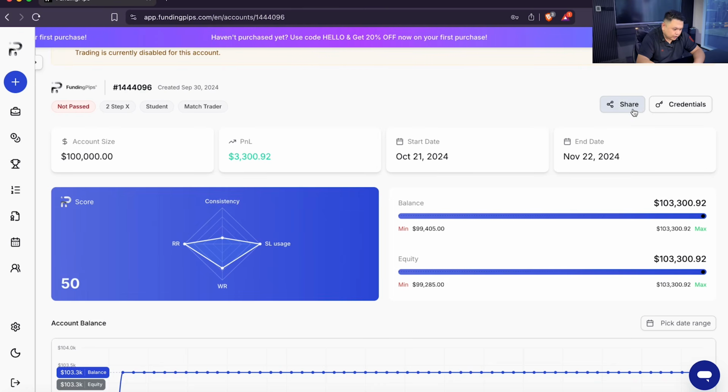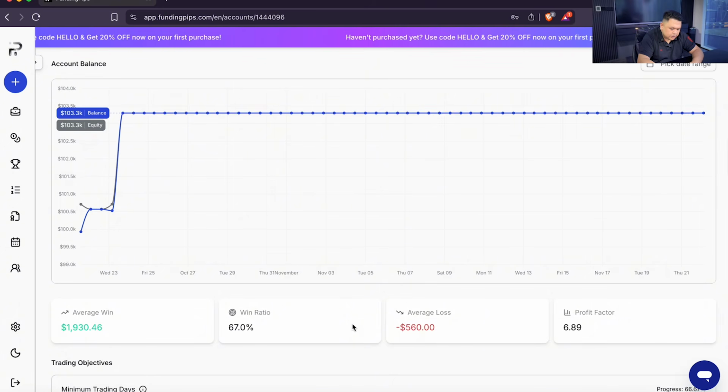Similarly, you'll see a share button here if I want to share this page of my dashboard. And the credentials give you information about your username and your password, if I want to log into my Match Trader account. Now, next up, this is my account balance chart, and it shows you the movement of the trades that I've been doing.